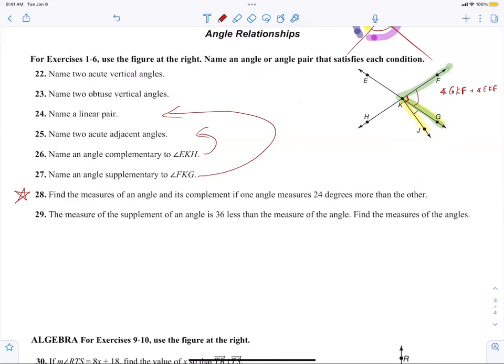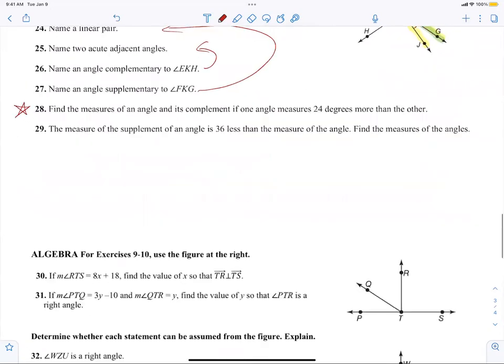What is it, smarty pants? 90 equals 2x plus 24. Okay, that's really good. I thought you were just going to tell me the answer. How did you get that? One angle is what? No, I don't want the answer. I want the equation. One angle is what?